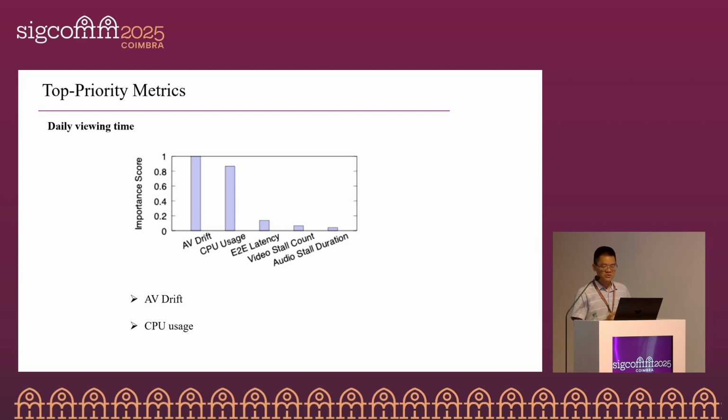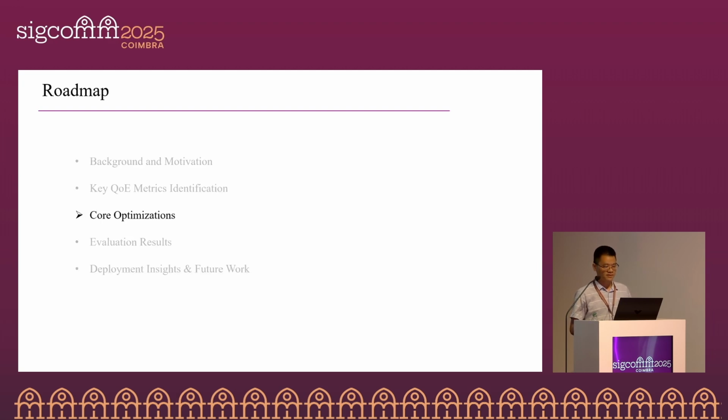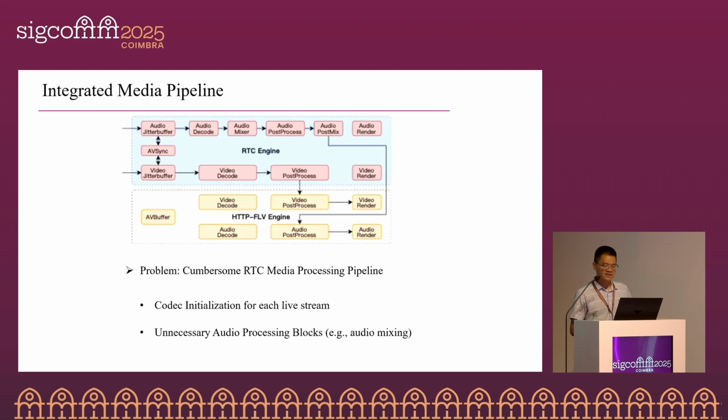For example, the E2E delay had a low importance score, and the stall metrics didn't dominate daily viewing time. This is because WebRTC already significantly reduces latency and stalls compared to FLV, shifting the remaining bottlenecks elsewhere. These findings emphasize the need to tailor optimizations to the specific context of WebRTC-based live streaming. So now that we've identified the key QoE metrics, let's dive into the core optimizations to enhance them.